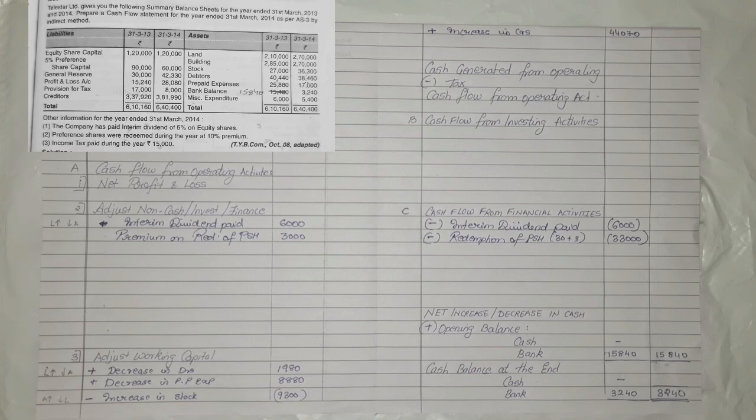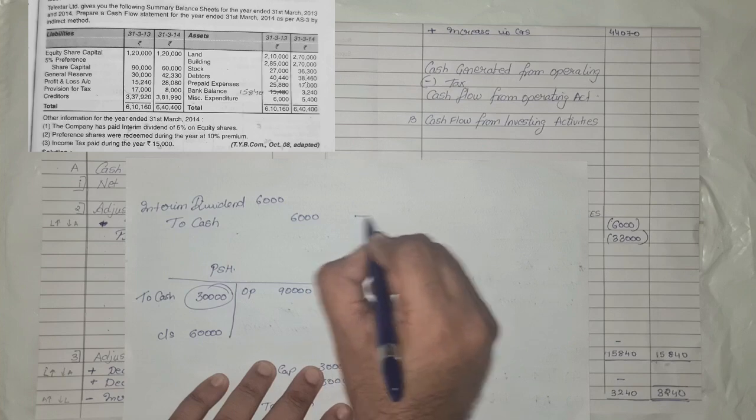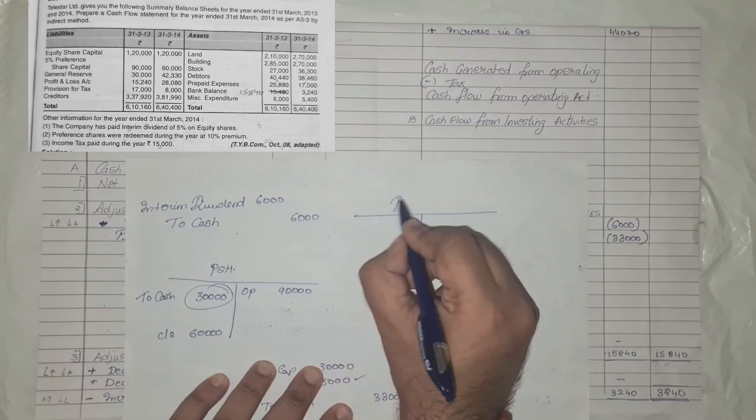Now income tax paid is given, and they are giving you even provision for tax. So we will again create a small rough note or working note. So, provision for tax.